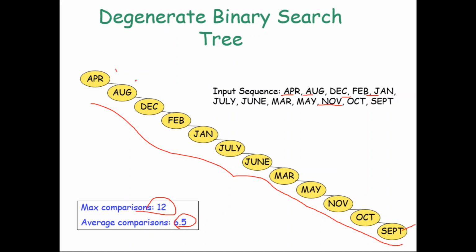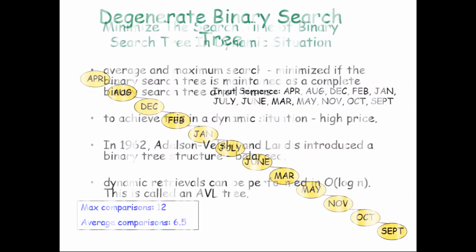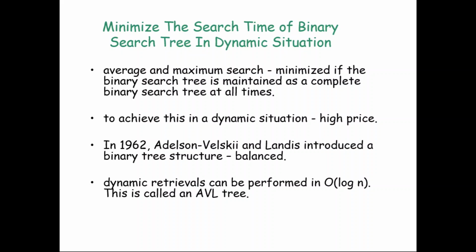So it is 1 plus 2 plus so on and so forth up to 12. Okay. So you have to add 1 plus 2 plus 3 up to 12, and if you divide by 12, you will get 6.5. Okay. So the point is, which we already know, if the binary search tree is balanced, then the maximum comparisons and the average comparisons can be reduced. That is why we are interested in AVL trees, because AVL trees are self-balancing trees.